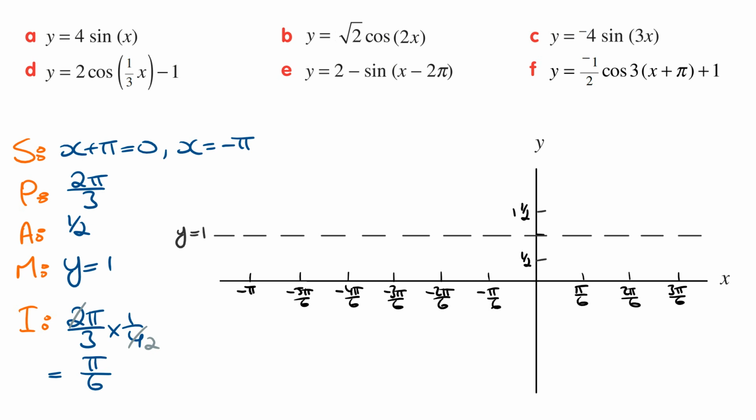And so when x is equal to minus pi, which is the starting point, the cos function is going to be below the midline. For the next interval, we're going to go back up to the midline. And then for the next interval, we're going to go to the maximum value. And then down to the midline, and then down to the minimum value, back to the midline, the maximum, and then the midline, and then the minimum value, and then back to the midline. All we do from here is connect the dots and sketch the graph, giving us a graph of y equals minus a half cos 3 times x plus pi plus 1.